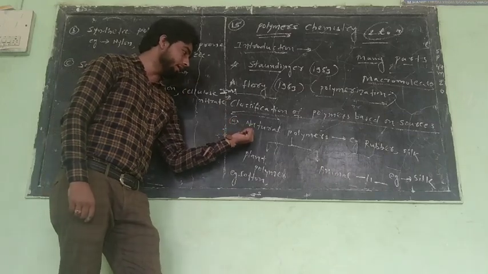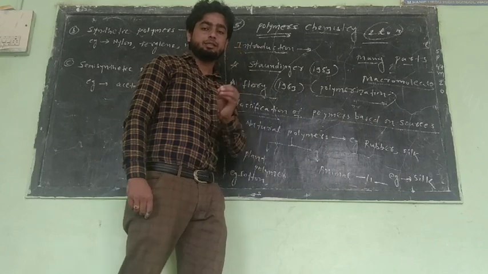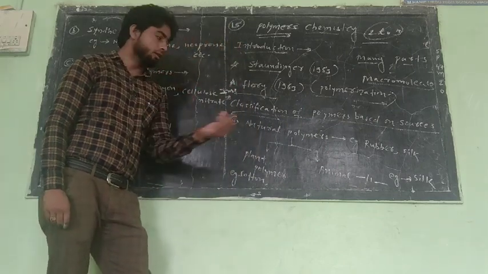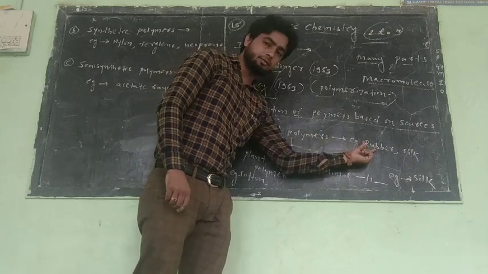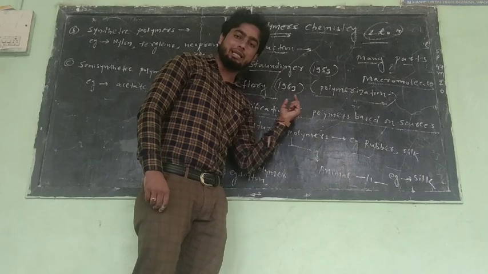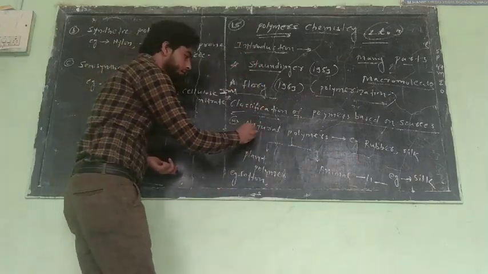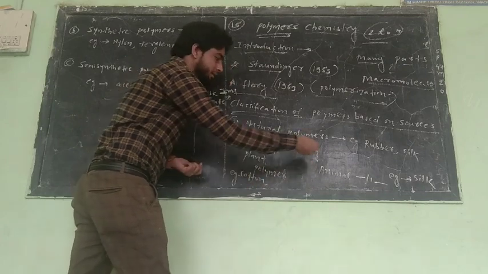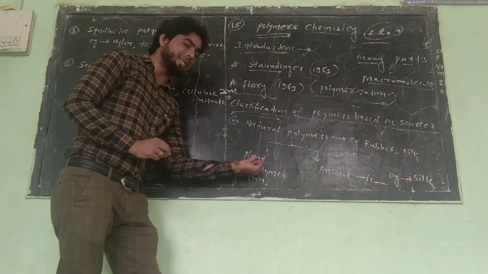So it's called natural polymer. Those polymers which come from nature are called natural polymers. For example, rubber, silk, cotton are examples of natural polymer. Further, these polymers are divided into two types: plant polymers and animal polymers.